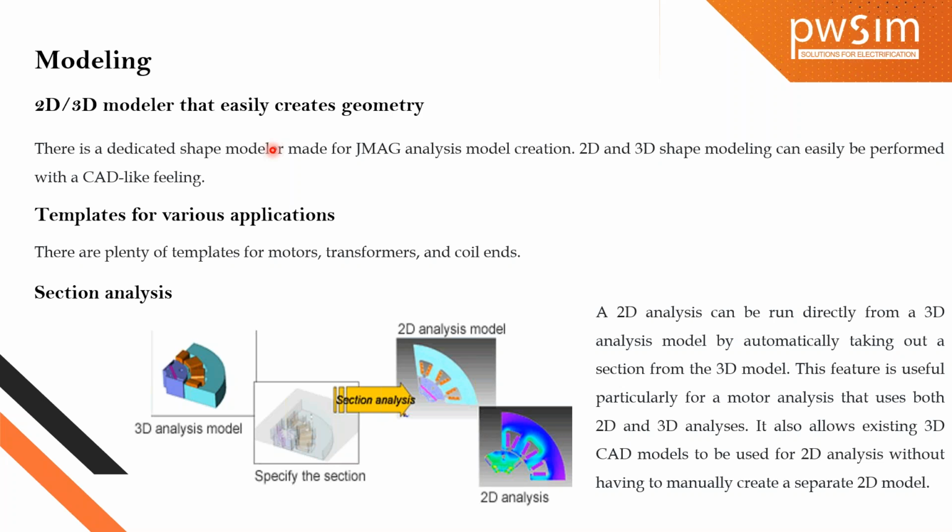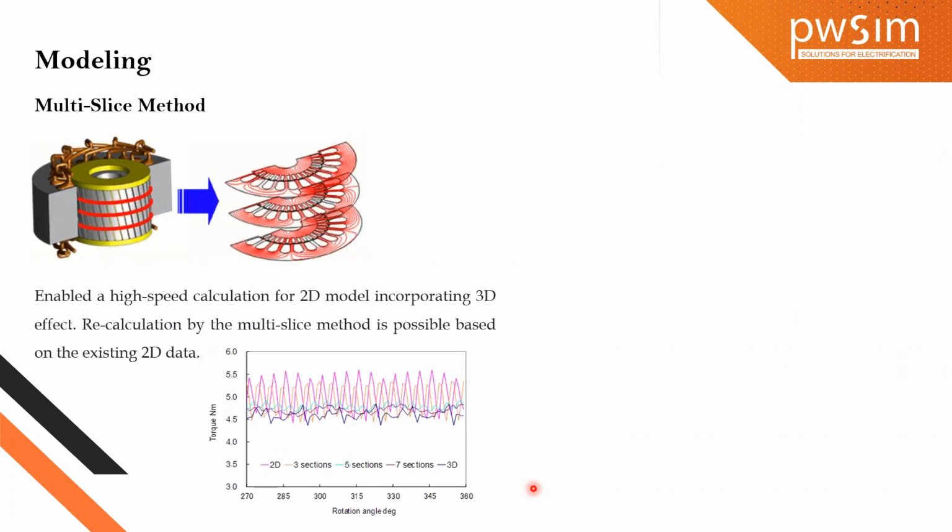We can do a section analysis in JMAG Designer, where if you have a 3D analysis model, you can take a section, perform a 2D analysis, and see the result. So 2D can be converted into 3D and 3D can be converted into 2D by using section analysis. We have another key function, the multi-slice method, for a 3D model where you have a skew effect.